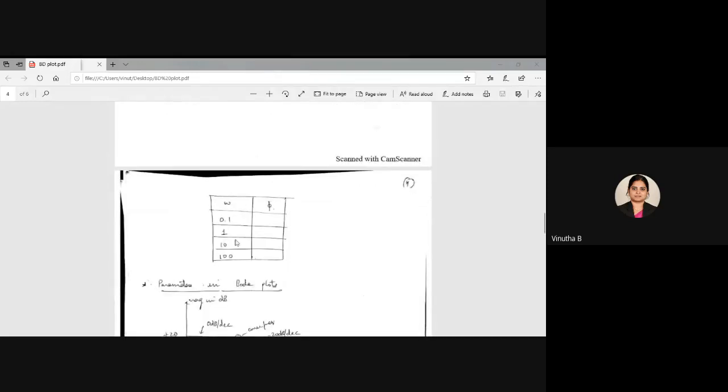Then just tabulate those values. For omega, we will usually take it as 0.1. Why? That is because in the logarithmic scale, if you take the value of omega as 0.